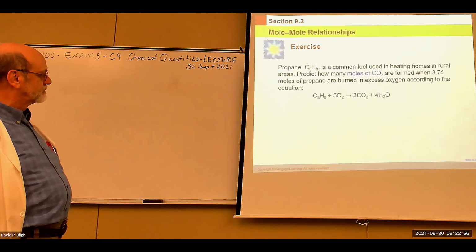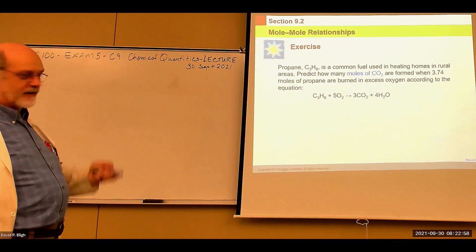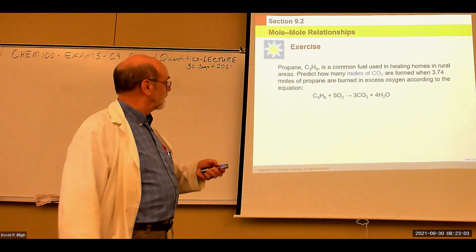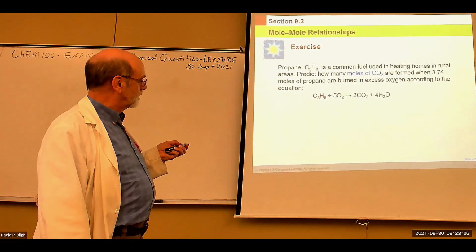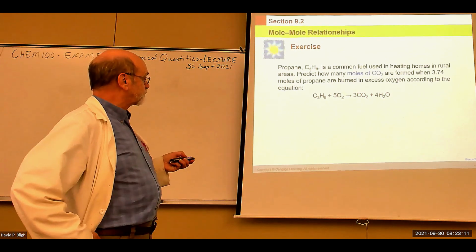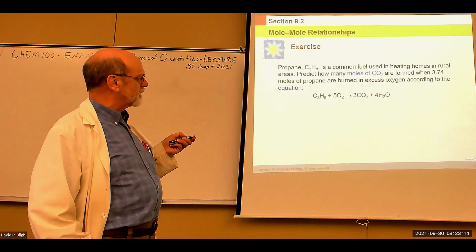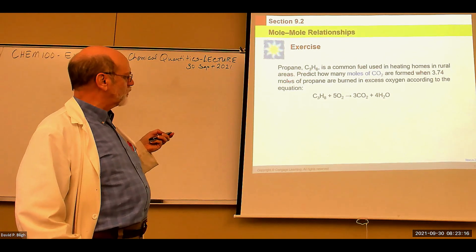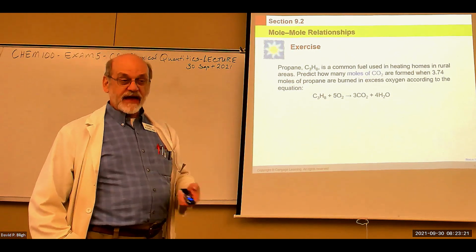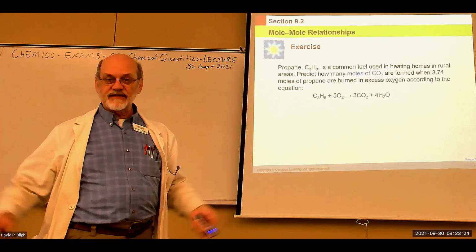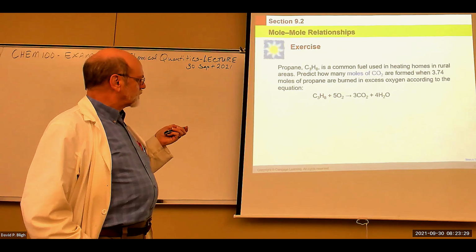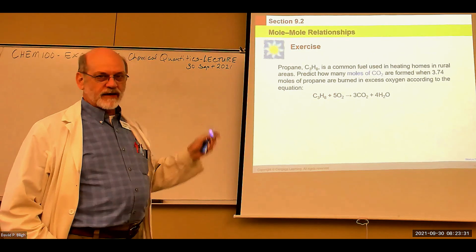Here's another example. Propane. So when we burn propane in our grill or to heat our homes, this is the reaction that takes place. Combine it with oxygen, produce carbon dioxide and water. How many moles of carbon dioxide are formed when 3.74 moles of propane are burned with excess oxygen? And that is the case, right? There's plenty of oxygen in the air. You'll never run out, at least not for that many moles. So we're going to use up all of that propane.